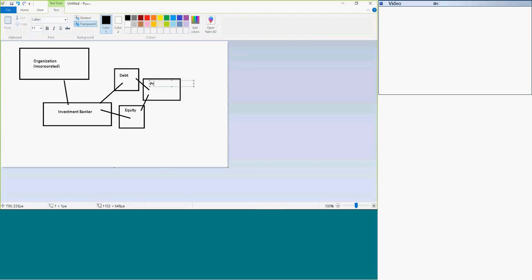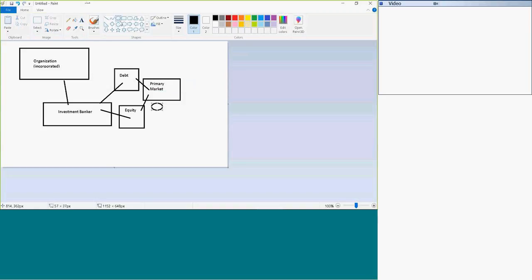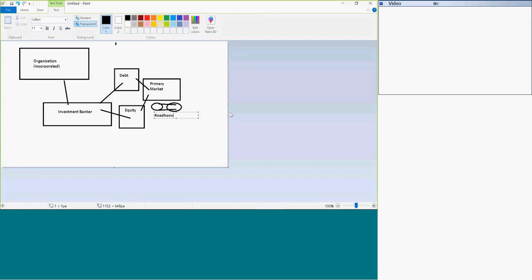these securities are created and sold in what is called the primary market. So let me explain what that is. I'm going to draw two circles and a line, which is going to be my crude representation of a vehicle of some sort. That was just sad. All right, well, let me write a word here. Roadshow.